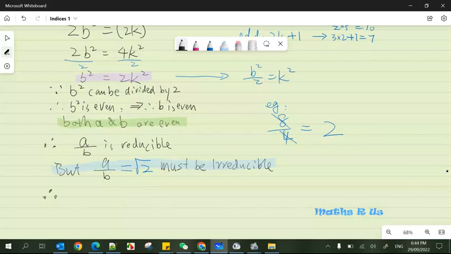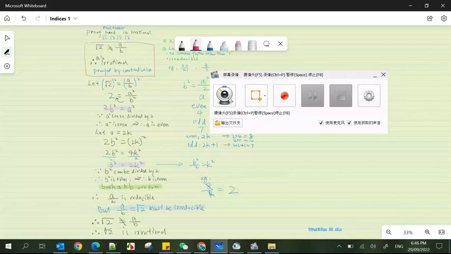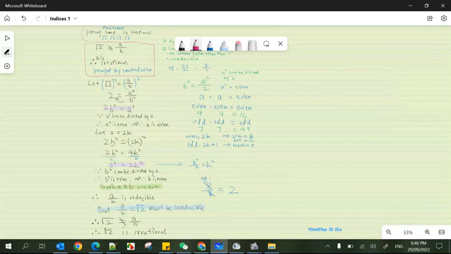That's why we can conclude square root 2 is not equal to a over b. So that's why square root 2 is irrational. That's how we prove irrational numbers. For example, square root 2, square root 3, square root 5, square root 6 are irrational.